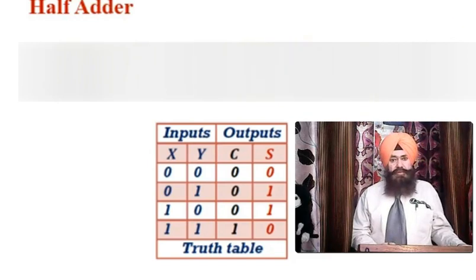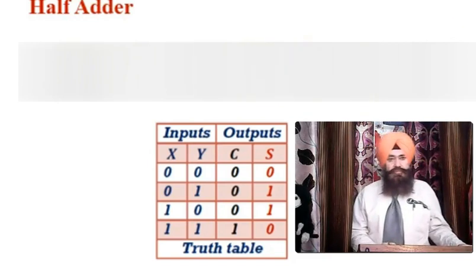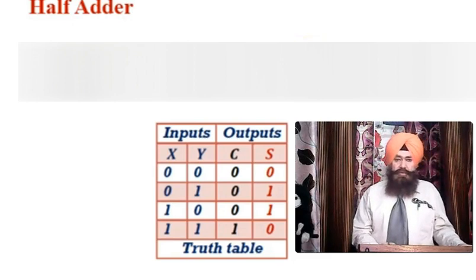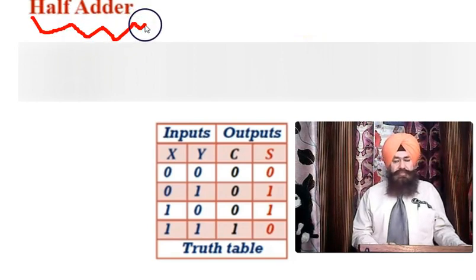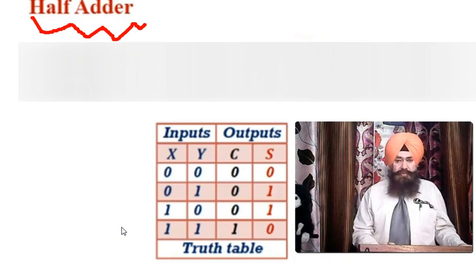My dear friends, today I will discuss with you the working of the half adder and the working of the full adder. First of all, what do we mean by a half adder? A half adder is basically a combinational circuit that performs the addition of two bits. This circuit needs two binary inputs and two binary outputs.